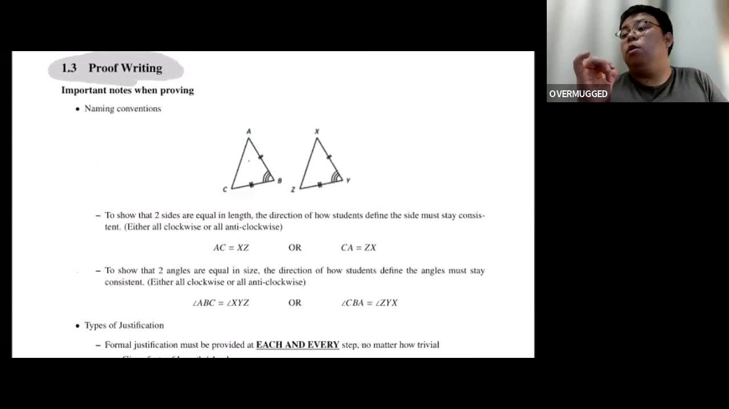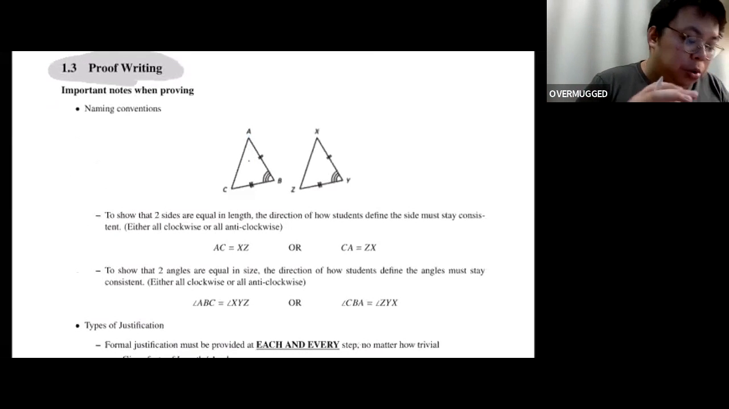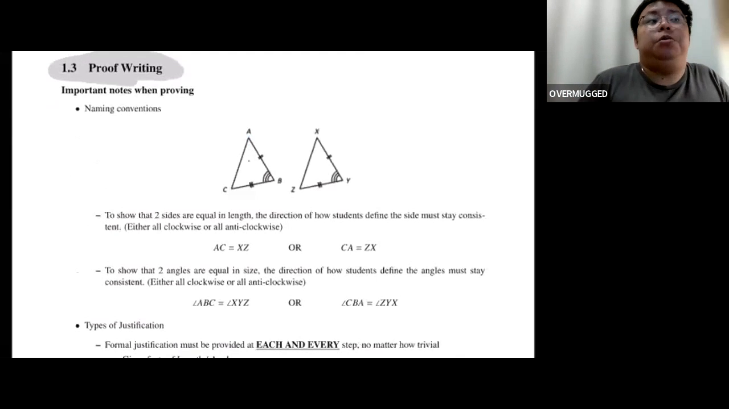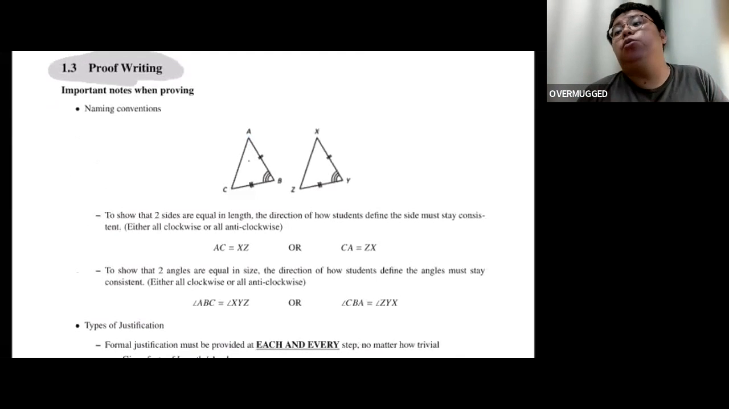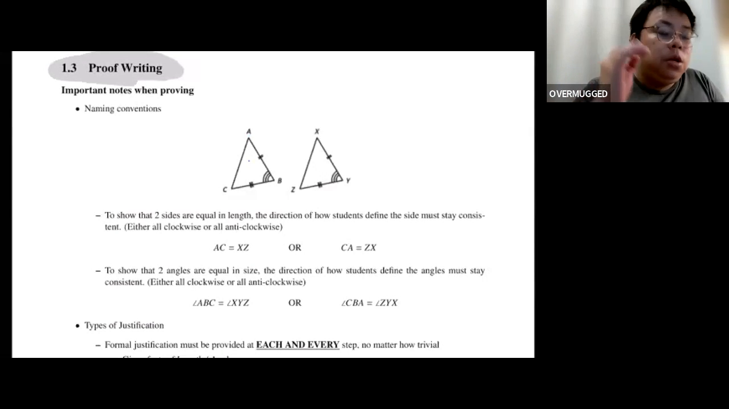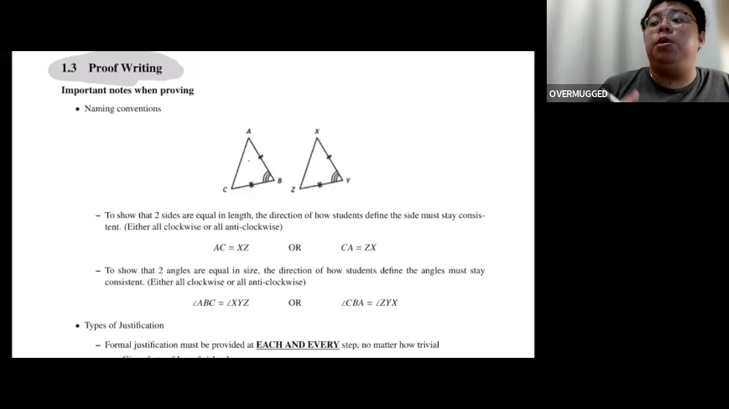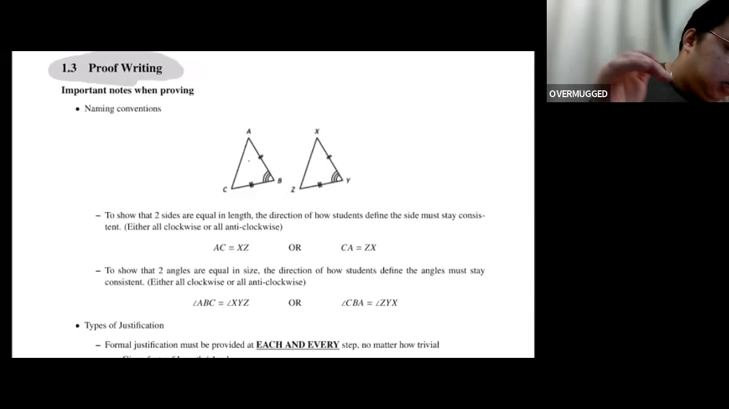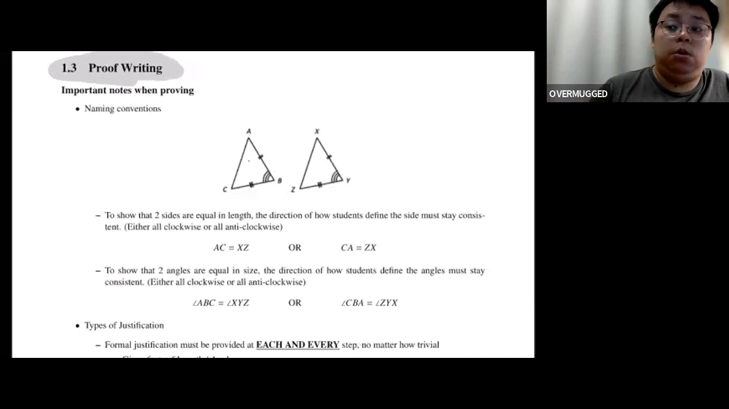So first concept, the naming convention. What do I mean by naming convention? Whenever you are going around your whole triangle, or naming your figure, you need to make sure that the figure is going in the same direction. This means if everything is clockwise, everything has to be clockwise. If everything is anti-clockwise, everything has to be anti-clockwise. So you need to be very careful whenever you are doing questions like this.